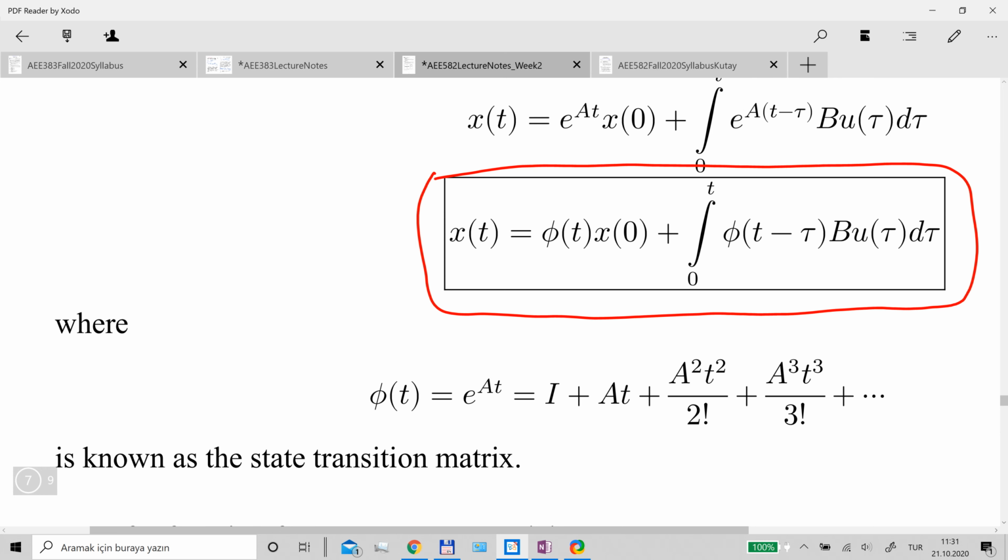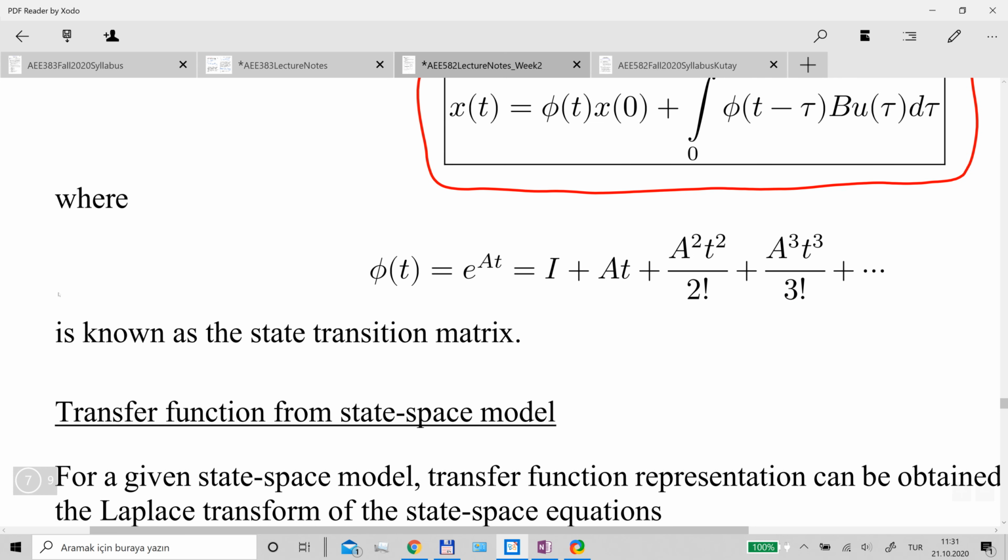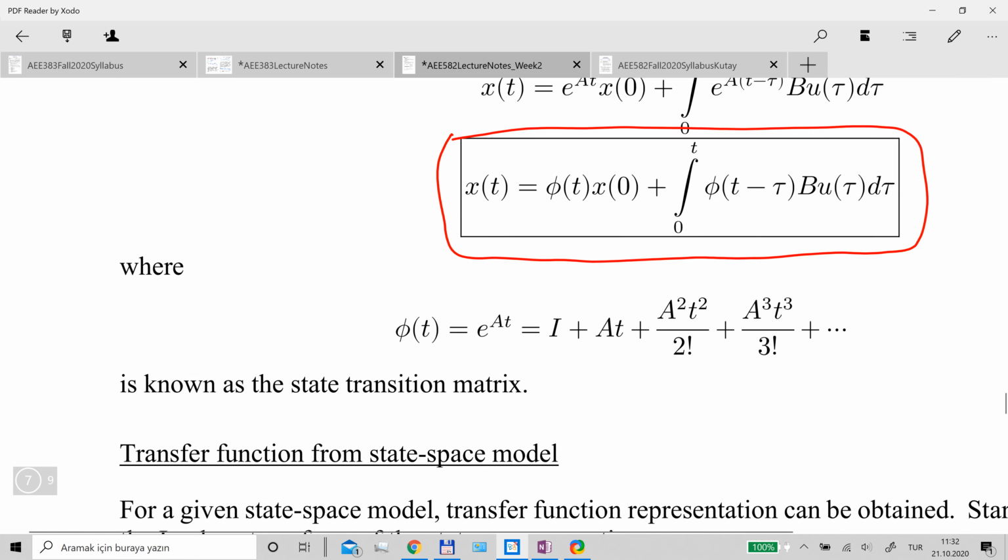And that state transition matrix can be written as a summation. This comes from the Taylor series, so normally you have an infinite sum. However, as we will later see, the Cayley-Hamilton theorem says that the powers of the matrix A higher than the order of the matrix itself can be written in terms of the lower order terms. So that theorem makes this summation a finite summation. Okay, so we will be using this state transition matrix as well.